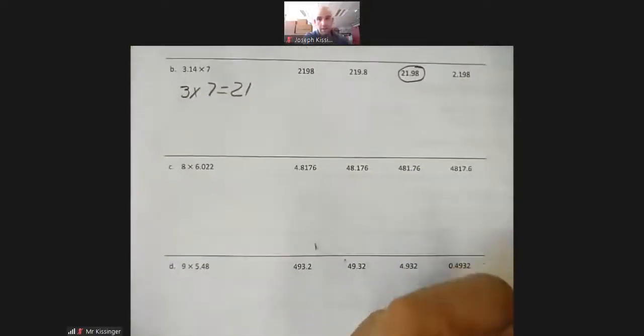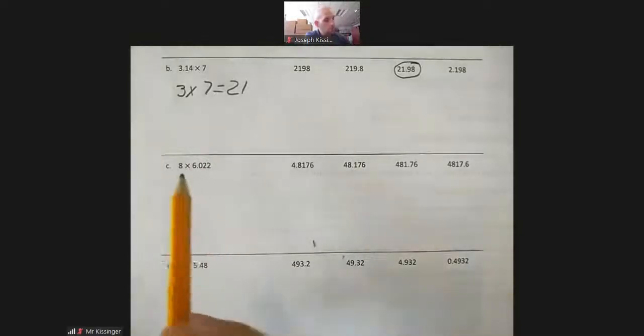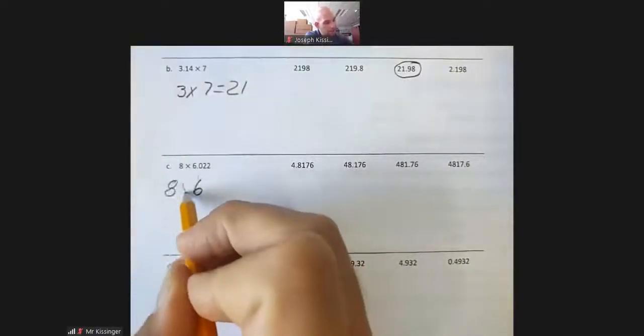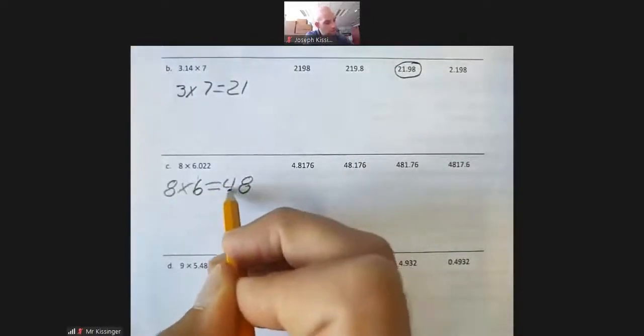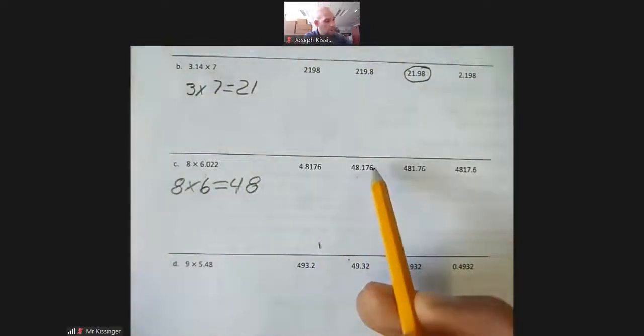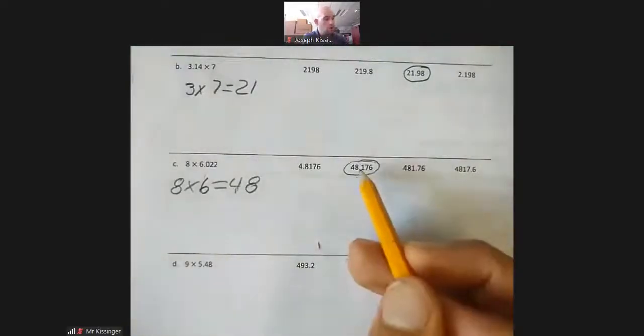Letter C, 8 times 6.022, or 6 and 22 thousandths. So that is really close to 6. We'll do 8 times 6, which is 48. So our number should be pretty close to 48. 48.176. Our decimal point goes right there.